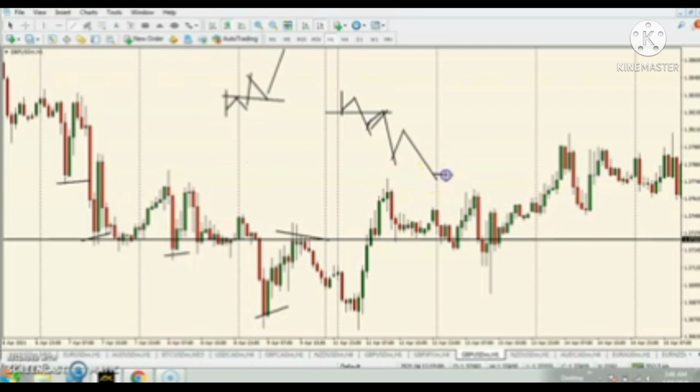We expect price to close above this point. When price has closed above this point, then the structure of the market has been broken. So we expect a retest to this point, that is the RTO, retest to the order block.